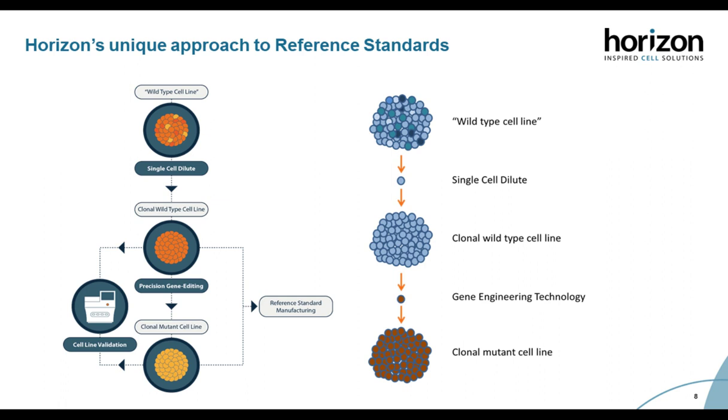Horizon's unique approach to manufacturing reference standards stems from our expertise in gene editing technology. As this schematic outlines, we begin with a wild-type cell line. We single-cell dilute that cell line to produce a clonal population. We then can perform precision gene editing to create the clinically relevant mutations that our customers require and validate the final mutant cell line.